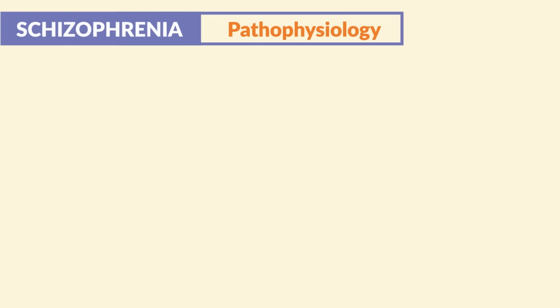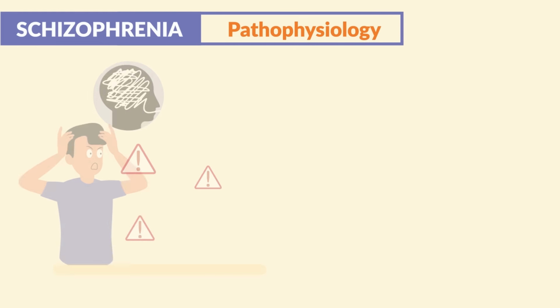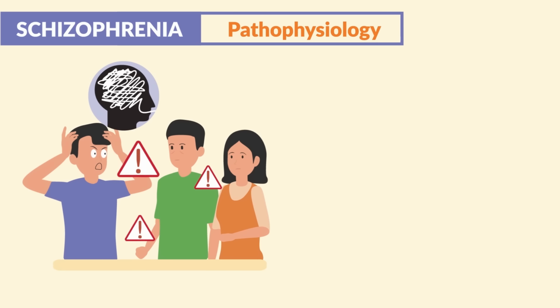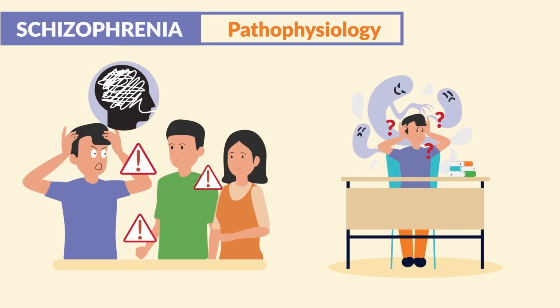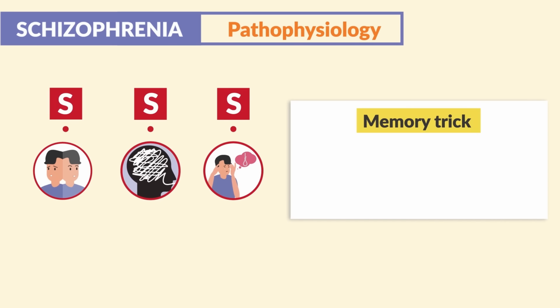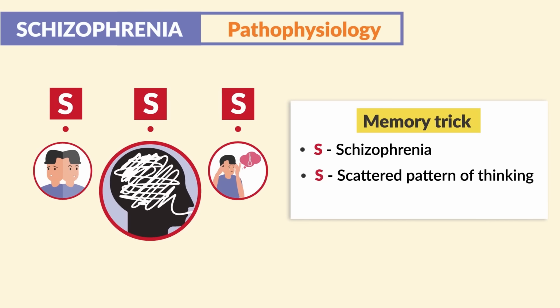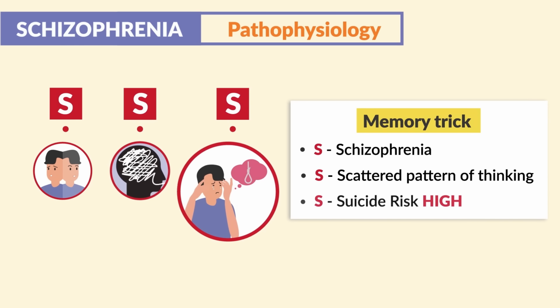For the pathophysiology, this includes an abnormal, scattered pattern of thinking for about 6 months or more. It often starts to affect relationships as well as school and work, as clients cannot concentrate. So the memory trick, think of the 3 S's: S for schizophrenia, S for scattered pattern of thinking, and S for suicide risk that is high.